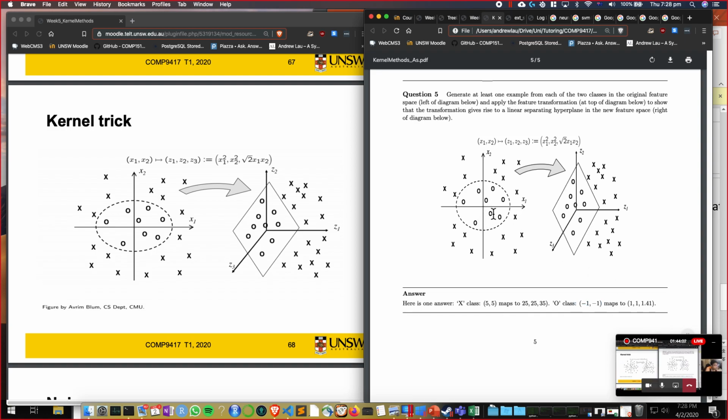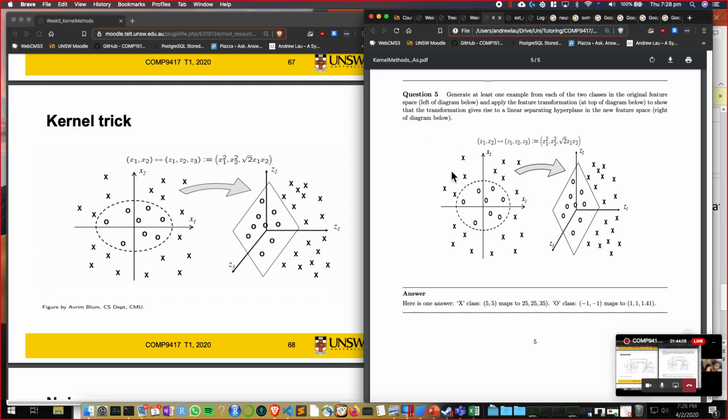So if you make up a few points, like -1, -1, or 1.5, -1, then when you map it over here, it's clustered around there, and hopefully you can see that the X class is all above this hyperplane. So you just plug in like 5, 5, -10, -10, -100, -100.